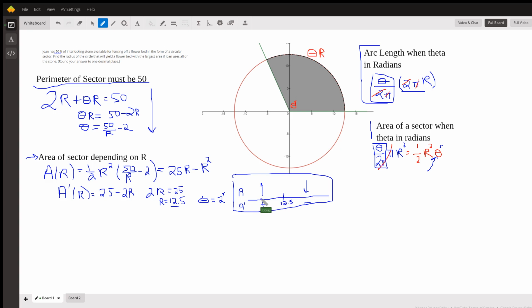To the left of 12.5, use a test number like 10. We get a positive, which tells us that A is increasing. To the right of 12.5, A prime is negative. Like put a 20 in there and you can see it's negative. So the original function is decreasing. That tells us that at 12.5, we've got a relative maximum.